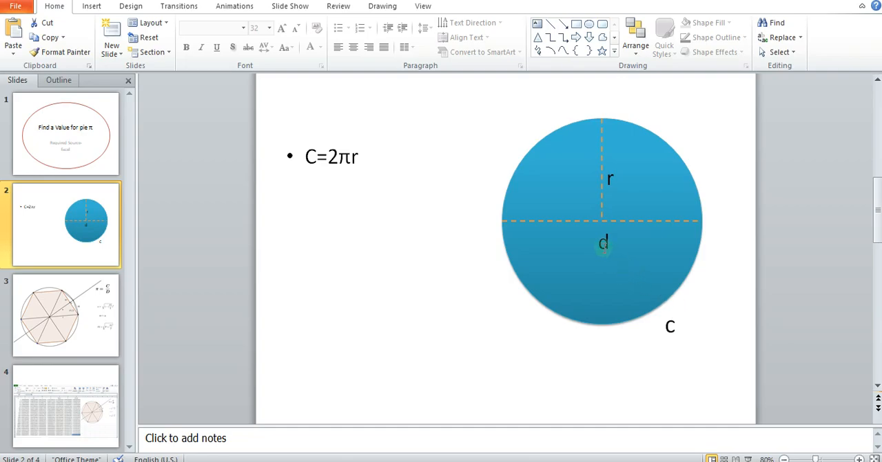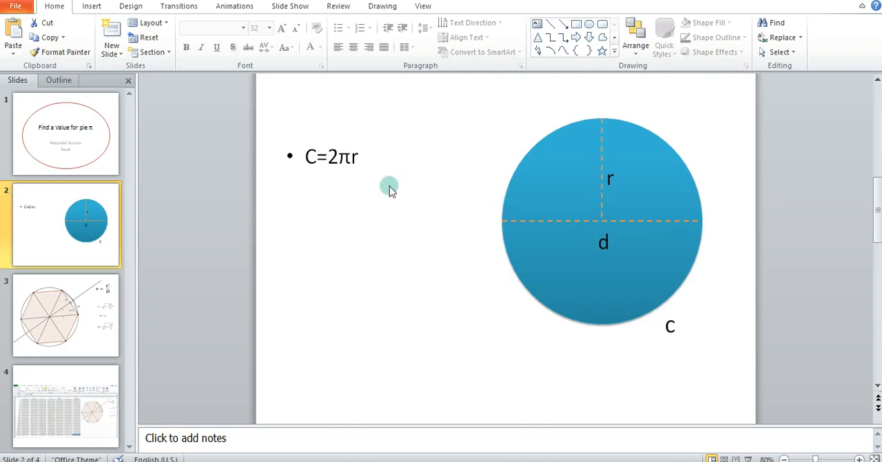D means diameter. Here is the midpoint of the circle, and from here to here the line goes through the midpoint. This length is the diameter, and from the midpoint to the end, this length is the radius. Radius is half of the length of the diameter.